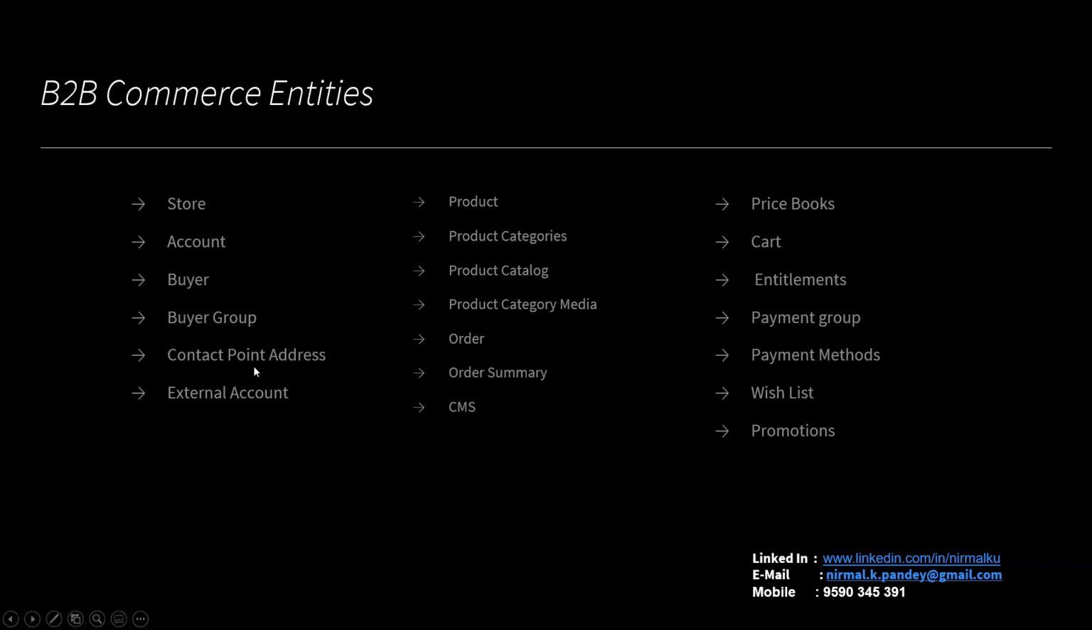Then there is the contact point address. What is a contact point address? Every contact will have an address to which they want to ship or bill. So the ship-to and bill-to are called contact point addresses. Then external account. An external account is when you may have some relation with some other account as well. That's what is called an external account in this case. We will see how it is used. So these are primarily related to the buyer group or store. These are the entities related to the main things.